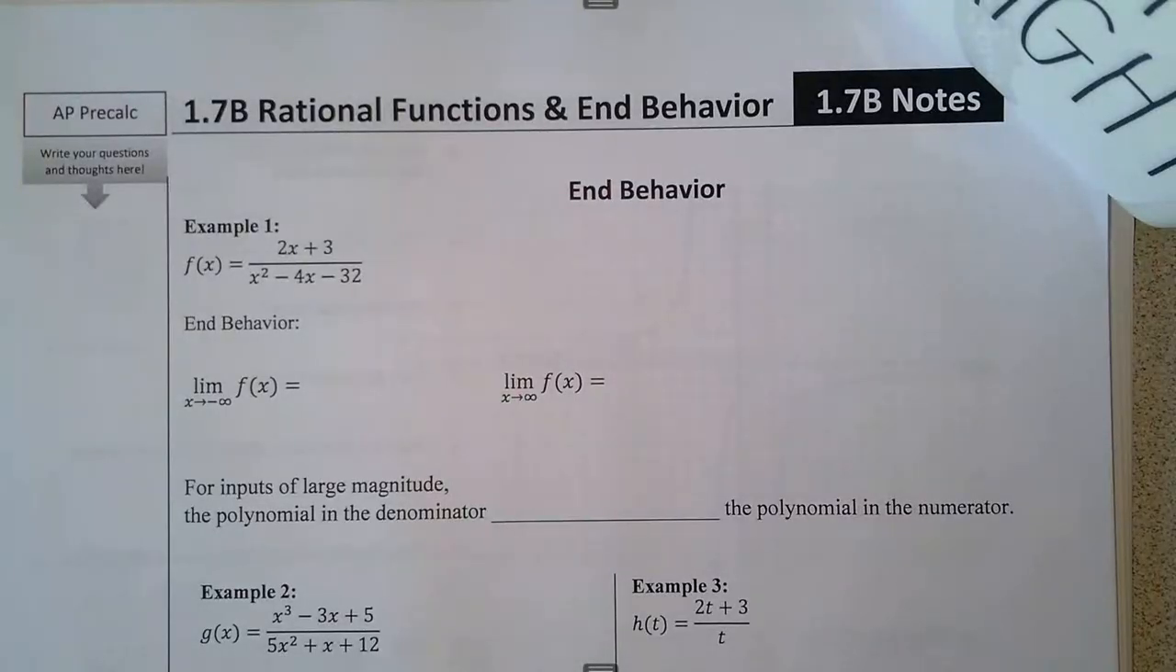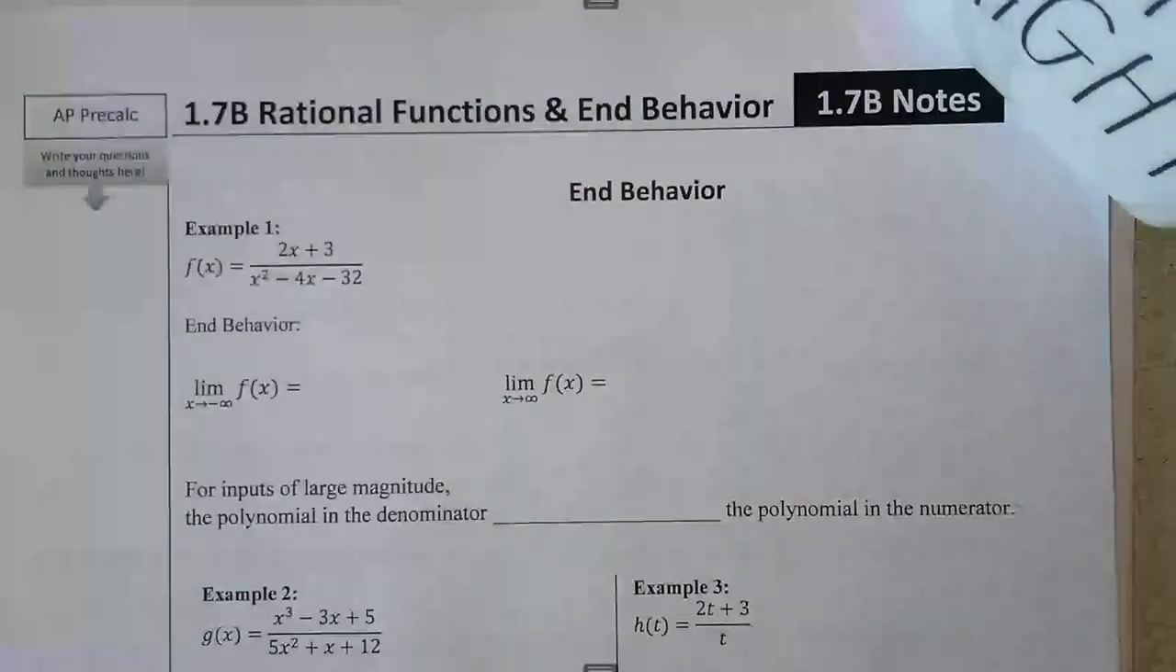Okay, so 1.7b, rational functions and end behavior. We're going to try and do this without a calculator. If you look at the next 2 pages, there really aren't any graphs to look at. So if we didn't have a calculator, how would we find the end behavior? That's what it's asking.